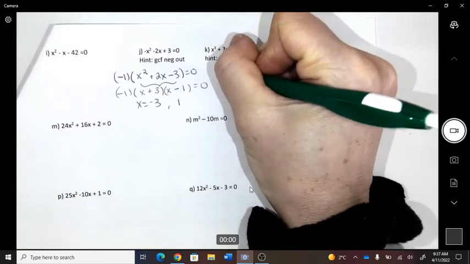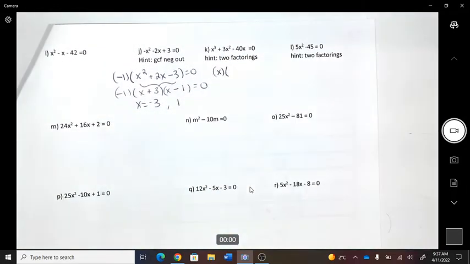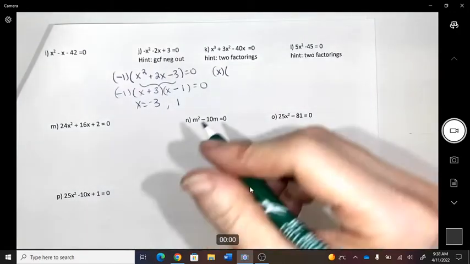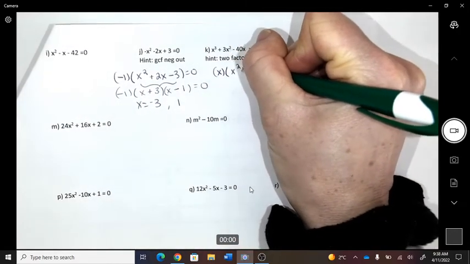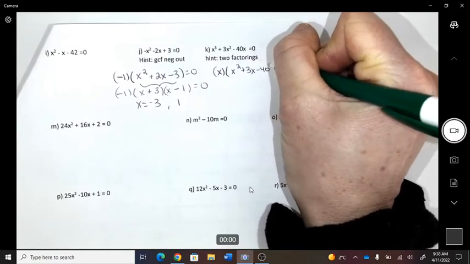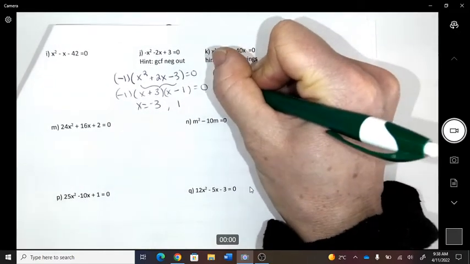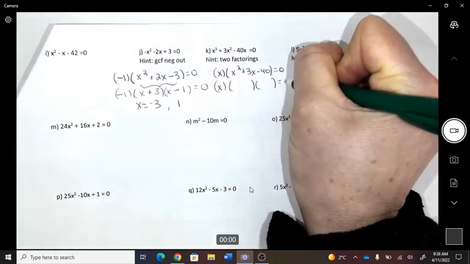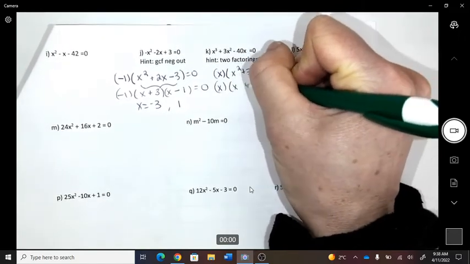So obviously an x will have to come out. That's the only thing you can divide out. And then you're going to run into a second factoring yet. So see if you can work through it.